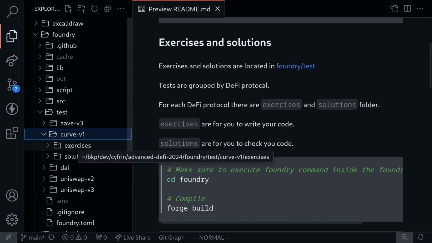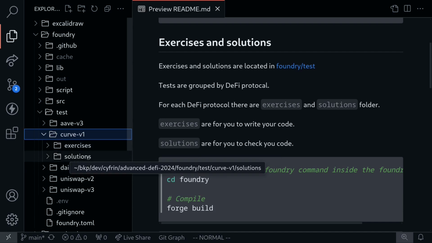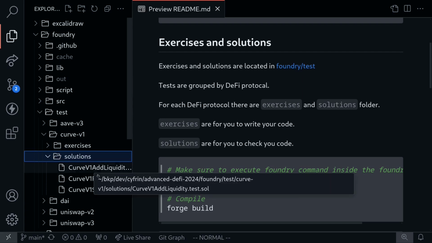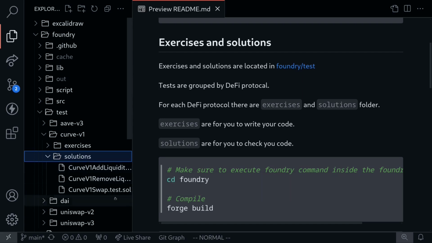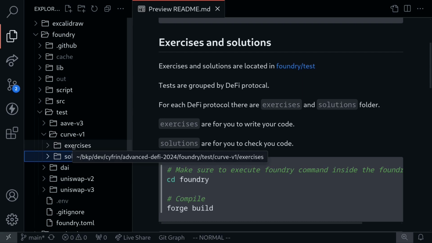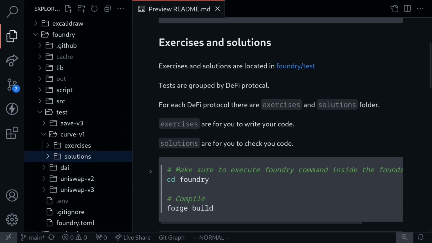Exercises will contain some starter code, and inside here, you'll write your code. If you get stuck or if you just want to see the solution, then open the solutions folder. Inside it, you'll see some contracts which will contain the solution to the exercises.